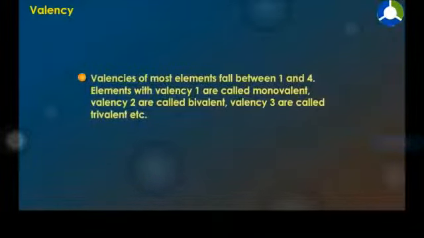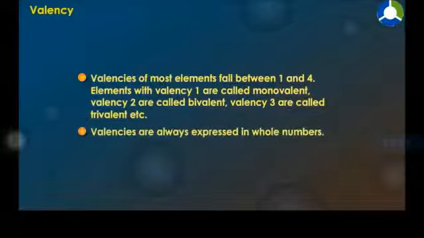Valencies of most elements fall between 1 and 4. Elements with valency 1 are called monovalent. Valency 2 are called bivalent. Valency 3 are called trivalent, etc. Valencies are always expressed in whole numbers.